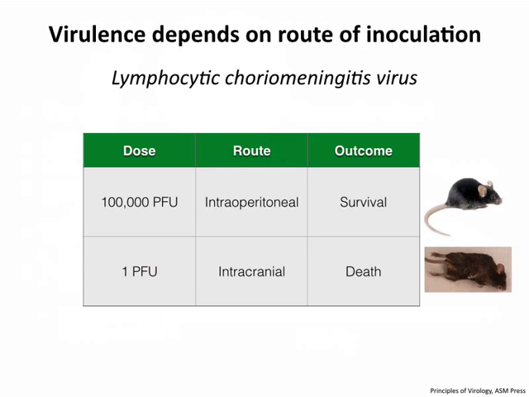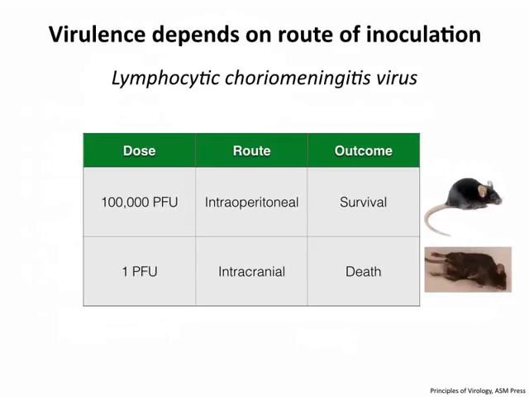So here's an example of how the route of inoculation influences disease. This is infection of mice with a virus called lymphocytic choriomeningitis virus, which is a naturally occurring rodent virus. Infects mice and other rodents in nature. Occasionally can infect people who have rodents as pets. And here, if you infect by the intraperitoneal route, there's a typo there, IP, you inject the virus into the belly of the animal. You can put up to 100,000 plaque-forming units of this virus, and the mice survive. They mount a very good immune response, and the infection is cleared.